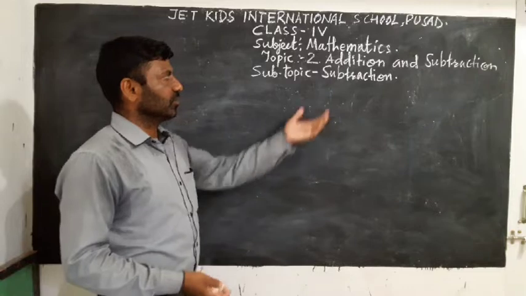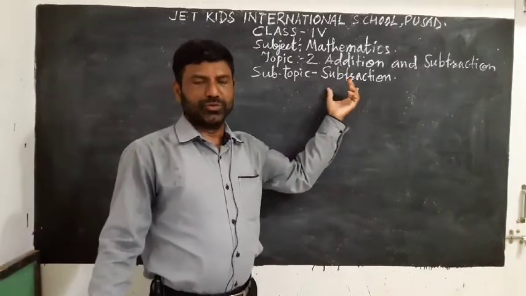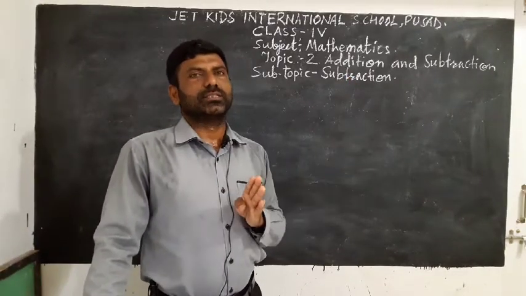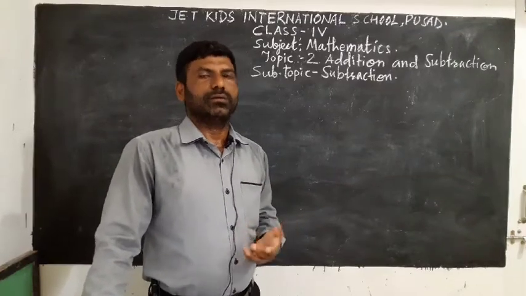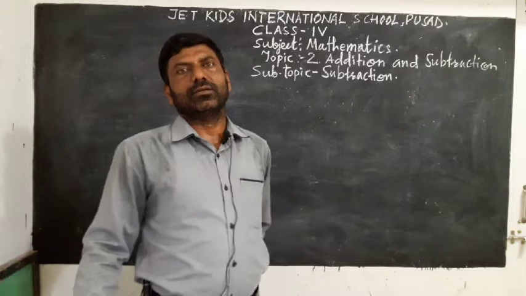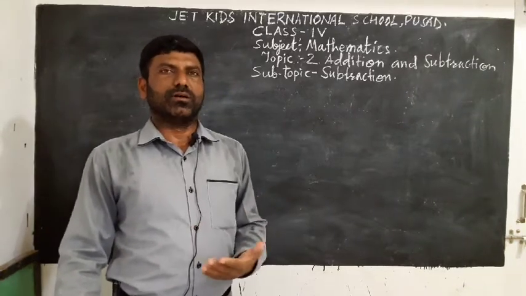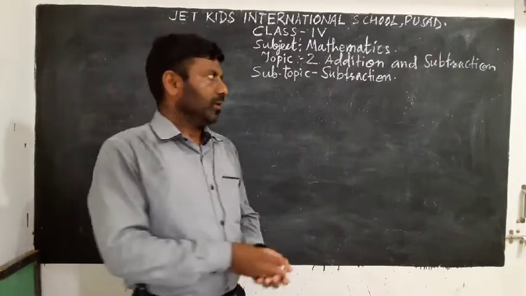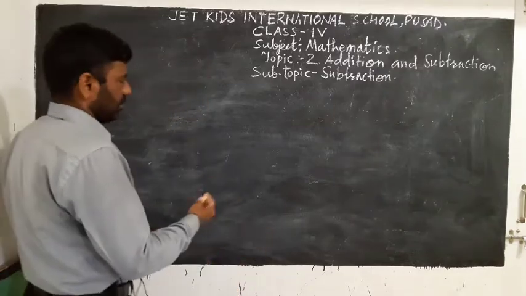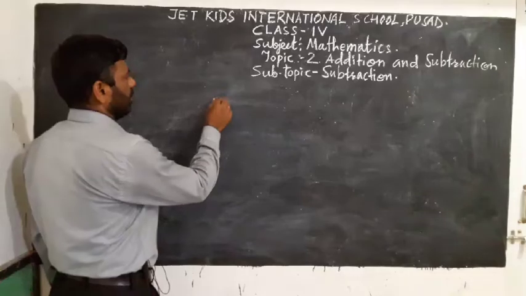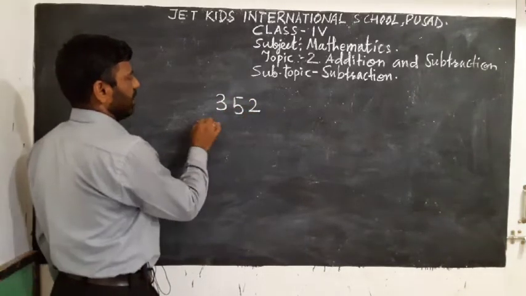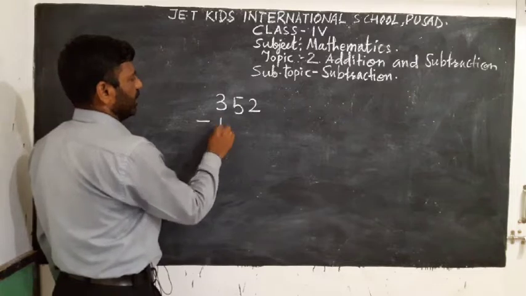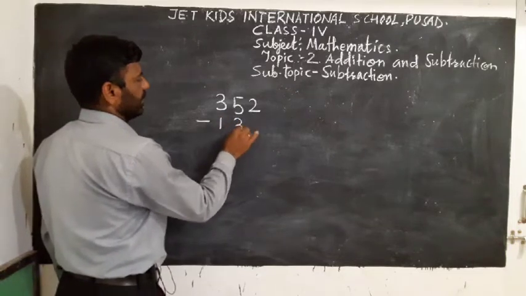Today we are going to see subtraction. As we know, we learned subtraction up to 4 digit, 5 digit numbers. This year, you are in 4th standard, you will learn subtraction on large numbers. Let's take one example: 352 minus 131.